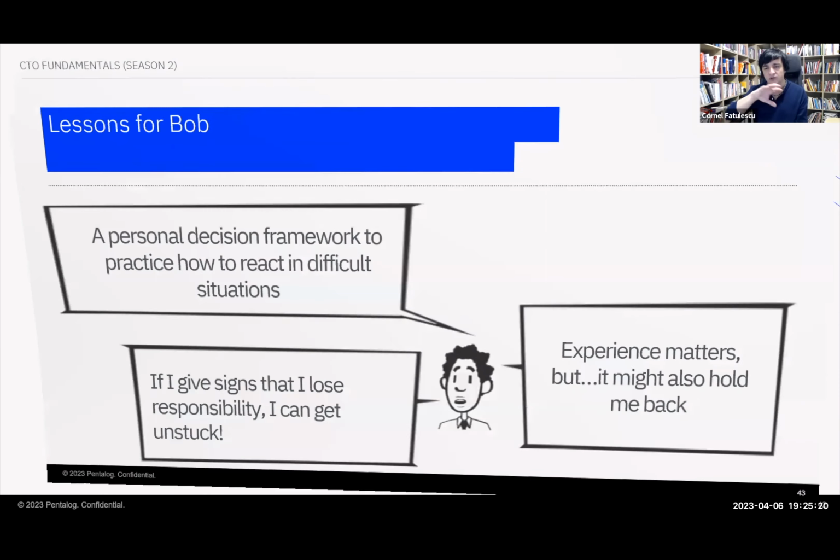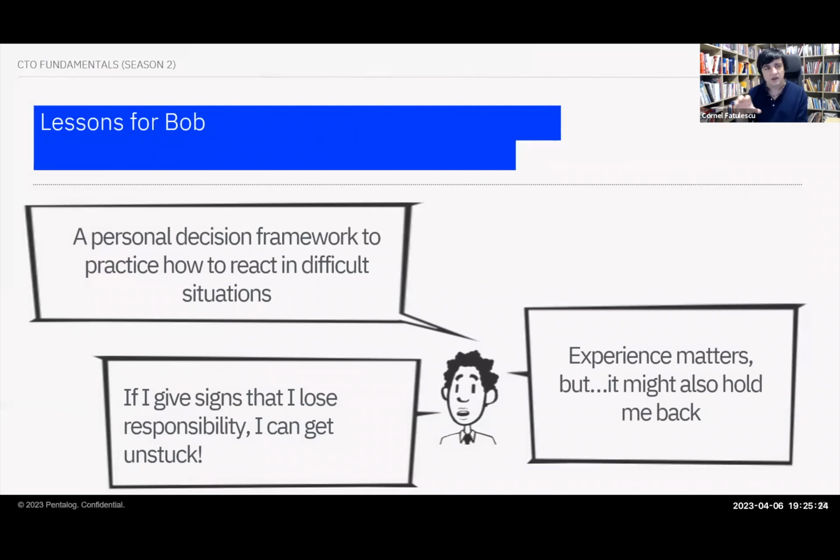And Bob is wrapping this all together to finish his decision framework. And he says, in fact, there's also a personal decision framework. I need some sort of rules only for me, where I practice how I should react, how I should solve some situations, so that the organization is not affected by our personal frustrations, but we focus on what we need to progress on, and I'm also better. I'm not going to take it personal. Also, experience matters, but it might also hold me back. So this is a very key, important element in his legacy.